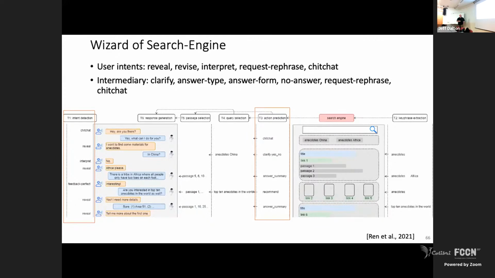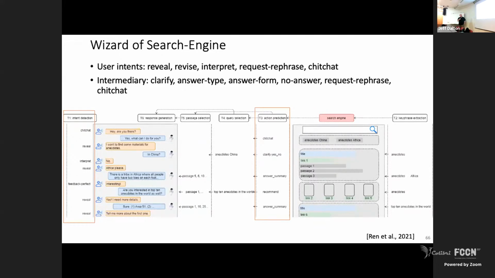I want to find materials for anecdotes. There's feedback. Interesting. That's great. Yes, give me more. Right. So users are giving those types of statements, and there are corresponding actions that the system should be taking, corresponding to those different intents. So the system should respond with chit chat to chit chat. It should clarify when it has a clarification question. So this type of intent classification has a simple form of discourse.